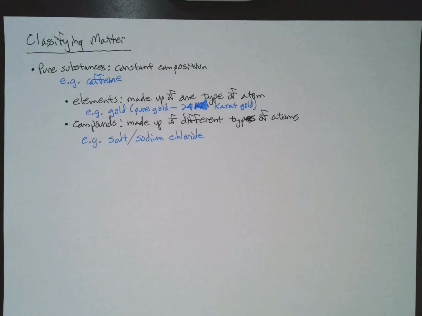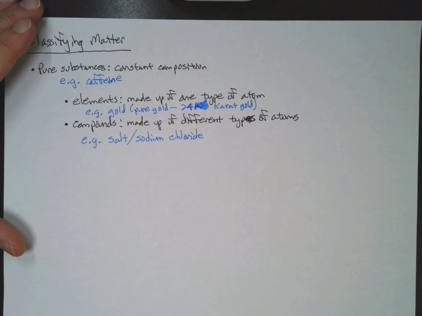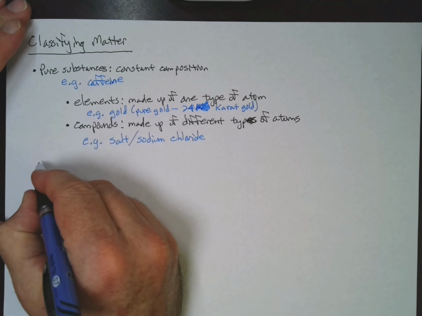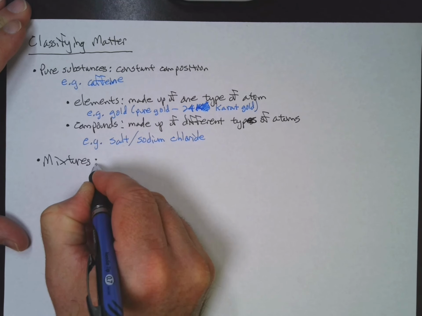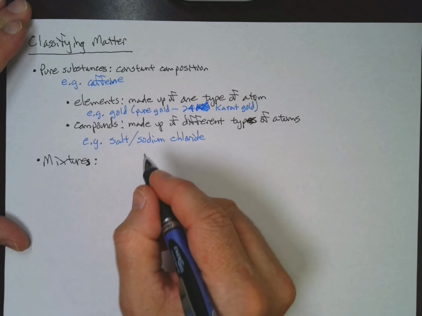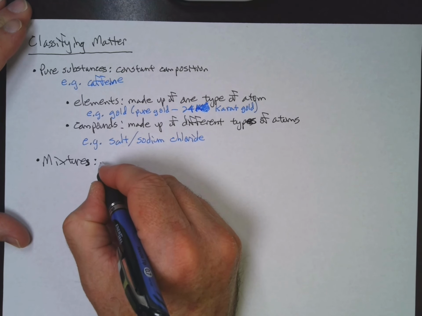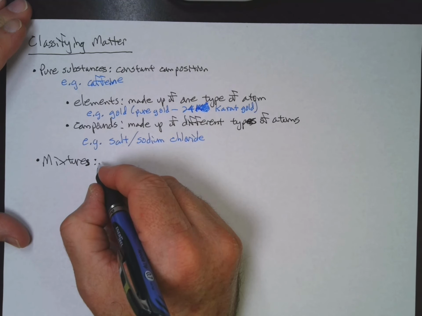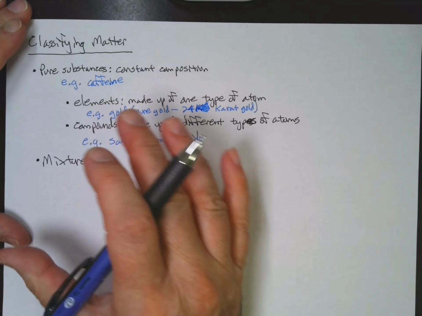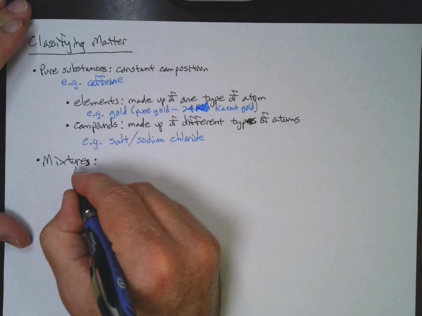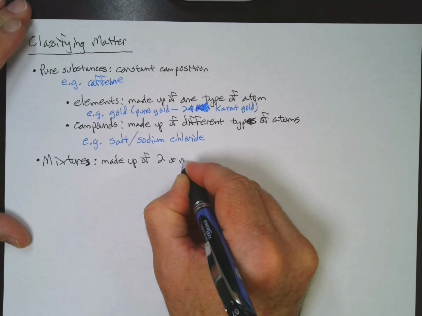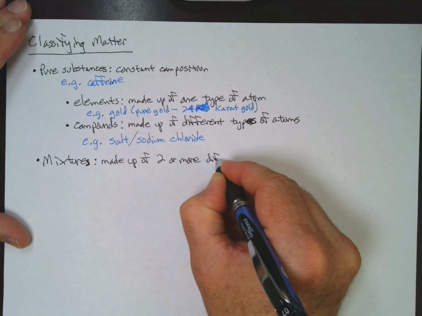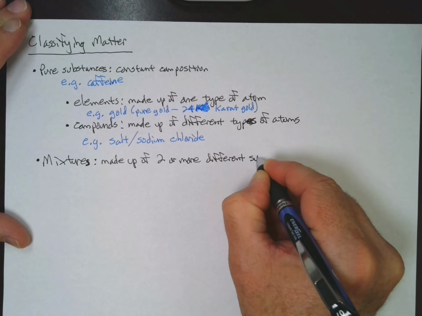So one thing I like to do is go through and make a flow chart, and I think we'll get there in just a few minutes. Sometimes, instead of pure substances, we have mixtures, where we don't have a constant composition. And in these mixtures, they could be separated by physical changes. So mixtures are made up of two or more different substances.